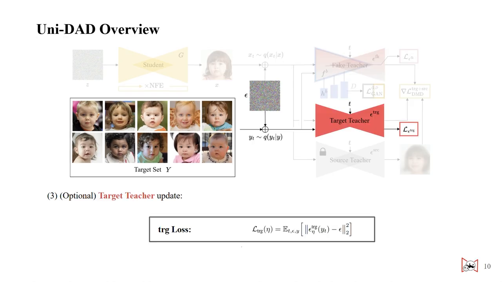At the last stage, in each iteration, we optionally train a target teacher. Note that this stage is fully optional, and for domains that lie inside or remain close to the source teacher's manifold, we can remove this part of our method.